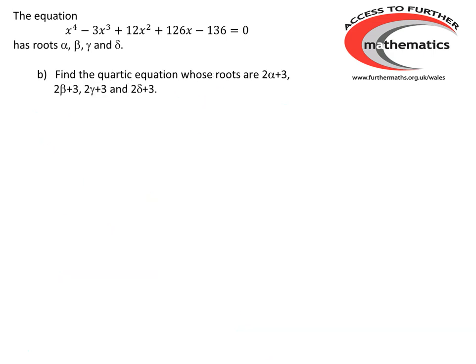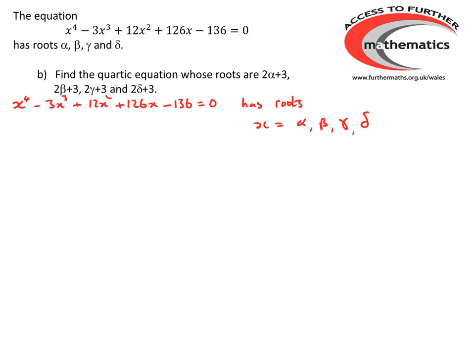Let's move on to part B of this question then. We've got to find a quartic equation whose roots are 2 alpha plus 3, 2 beta plus 3, 2 gamma plus 3, and 2 delta plus 3. Now, we know that the equation x to the 4 minus 3x cubed plus 12x squared plus 126x minus 136 equals 0 has got roots alpha, beta, gamma, and delta.